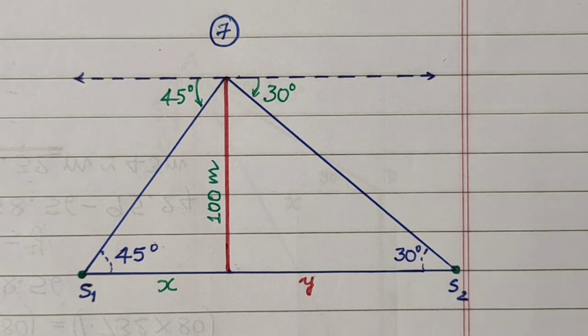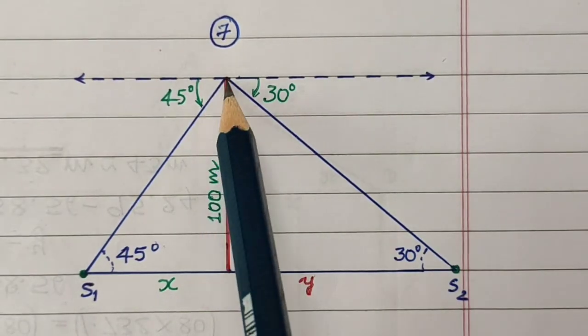From the top of a lighthouse 100 meters high, the angles of depression of two ships on opposite sides of it are 45 degrees and 30 degrees respectively. Find the distance between the two ships to the nearest meter.